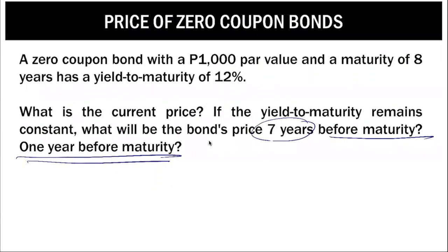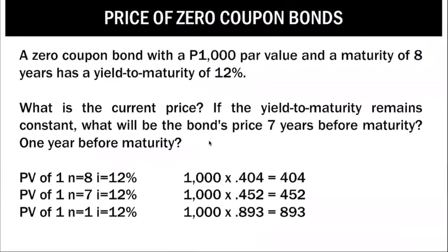So again, we just need to get the PV of 1. What is the current price? N is equal to 8, I is 12%. And then 7 years before maturity, N is equal to 7, I is 12%. 1 year before maturity, N is equal to 1, I is equal to 12%. So you just need to get the present value of these items and multiply it by 1,000.